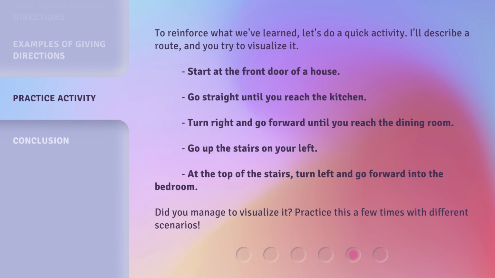To reinforce what we've learned, let's do a quick activity. I'll describe a route, and you try to visualize it. Start at the front door of a house. Go straight until you reach the kitchen. Turn right and go forward until you reach the dining room. Go up the stairs on your left. At the top of the stairs, turn left and go forward into the bedroom. Did you manage to visualize it? Practice this a few times with different scenarios.